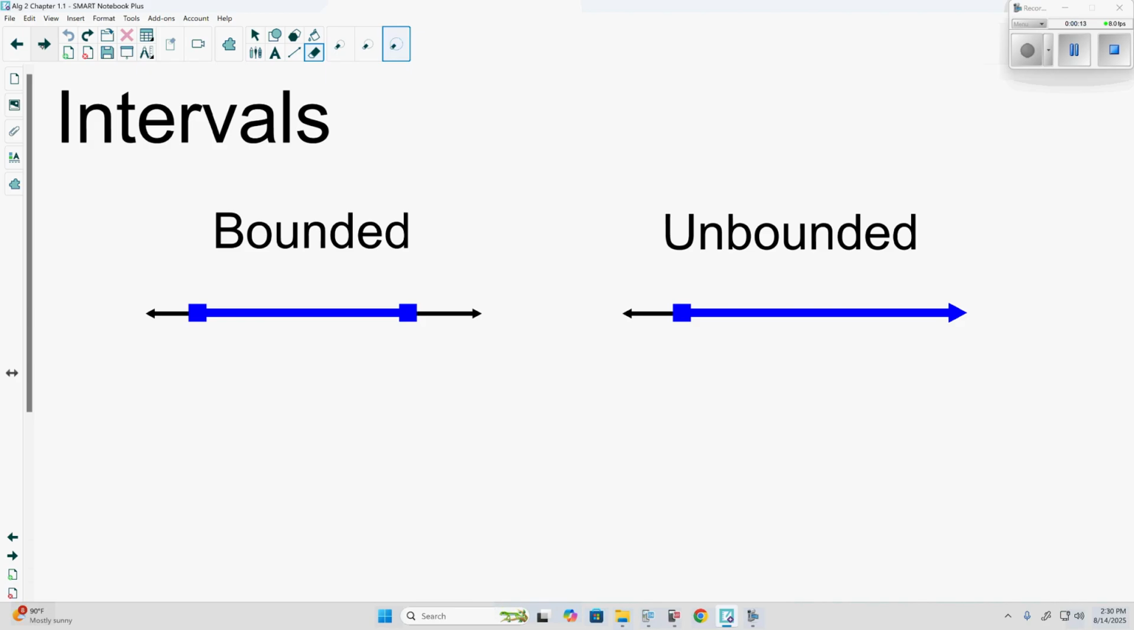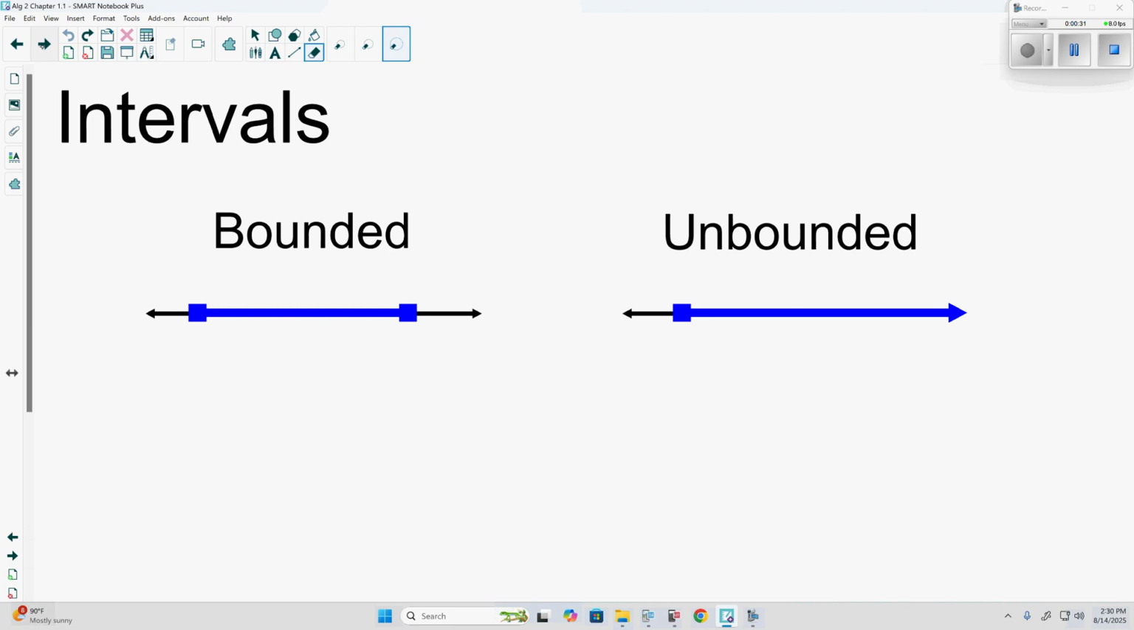Bounded and unbounded intervals. There's two main intervals that we have, bounded and unbounded. Bounded is going to have two endpoints. Unbounded is going to have one endpoint and go on in one direction forever, to infinity.